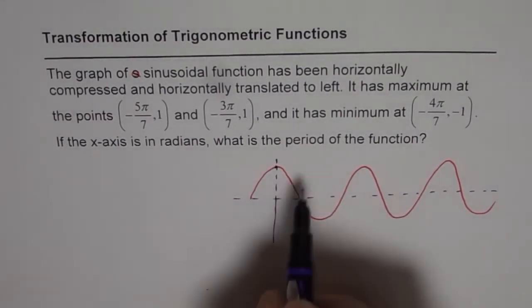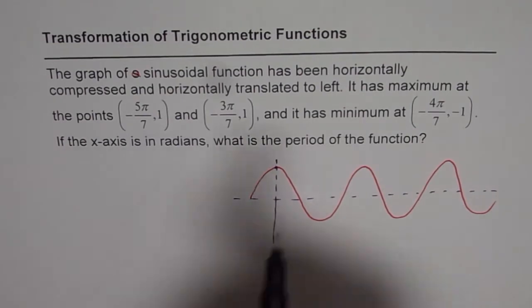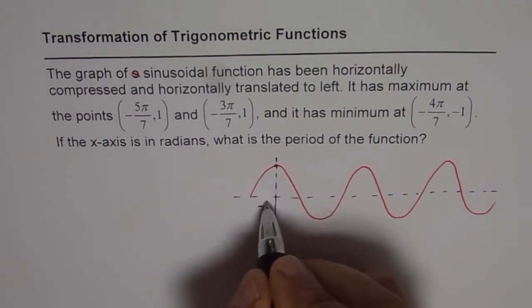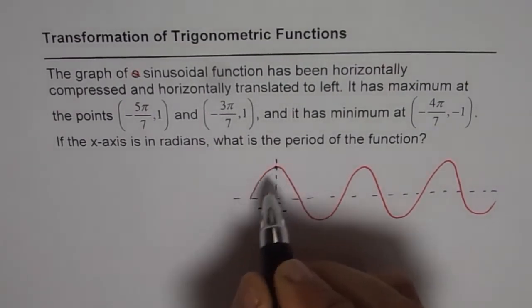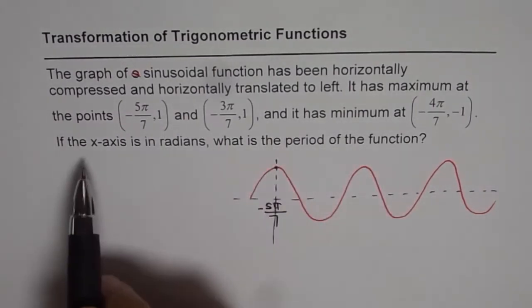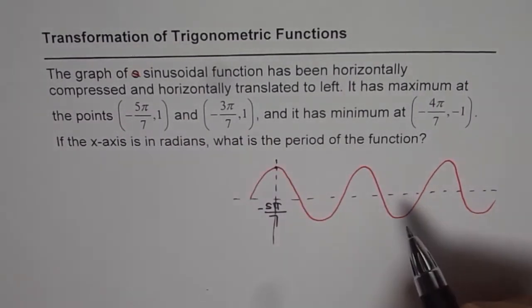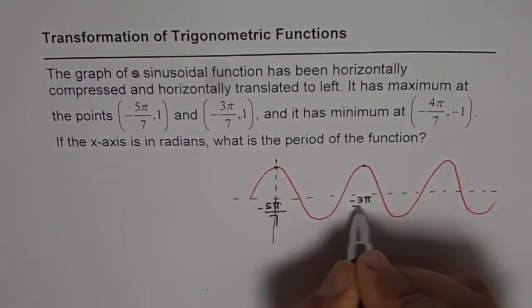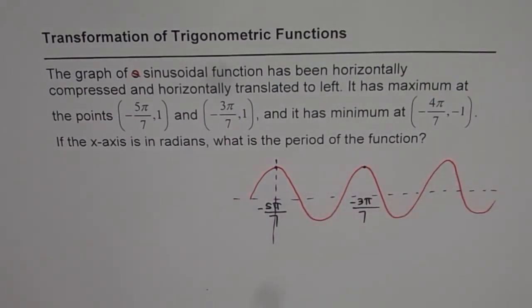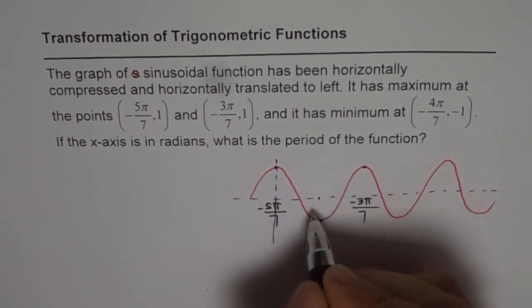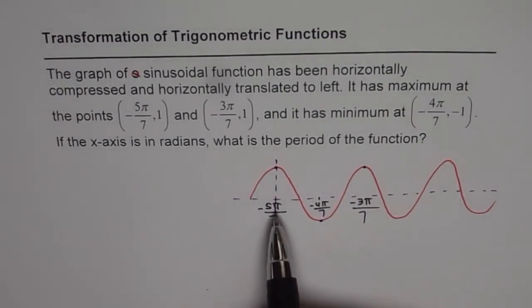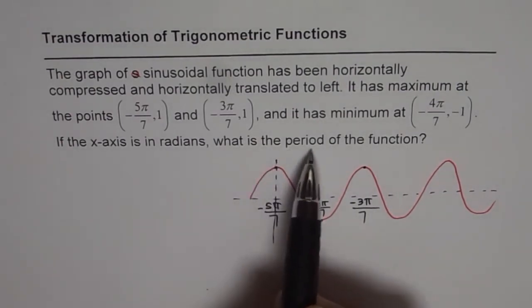Now this maximum, they say, is at minus 5 pi by 7. So what I will do here is write down the x value, which is minus 5 pi by 7, and the y value is plus 1. Since we are interested in time period, let's forget about the y values for the time being. The next maximum is at minus 3 pi by 7. Like this it moves, right? And we are also given a minimum value, which in this case is at minus 4 pi by 7. You need to find, in radians, what is the period of the function.